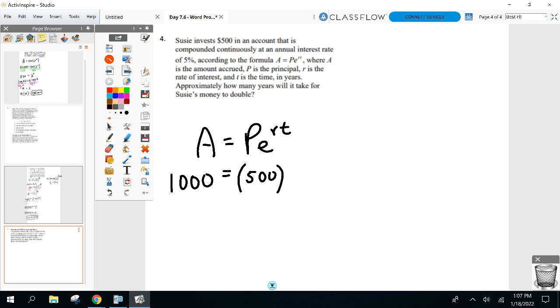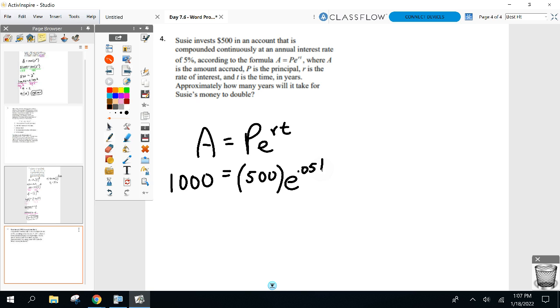How about E? What are we plugging in for E? Nothing. It's a number, right? Now what should I be plugging in for R? What do we have to do? Make it a decimal. Yes, which would be what? 0.05. Correct. Remember, I can't plug in 5 as the rate. I got to make it into a decimal, divide by 100, 0.05.